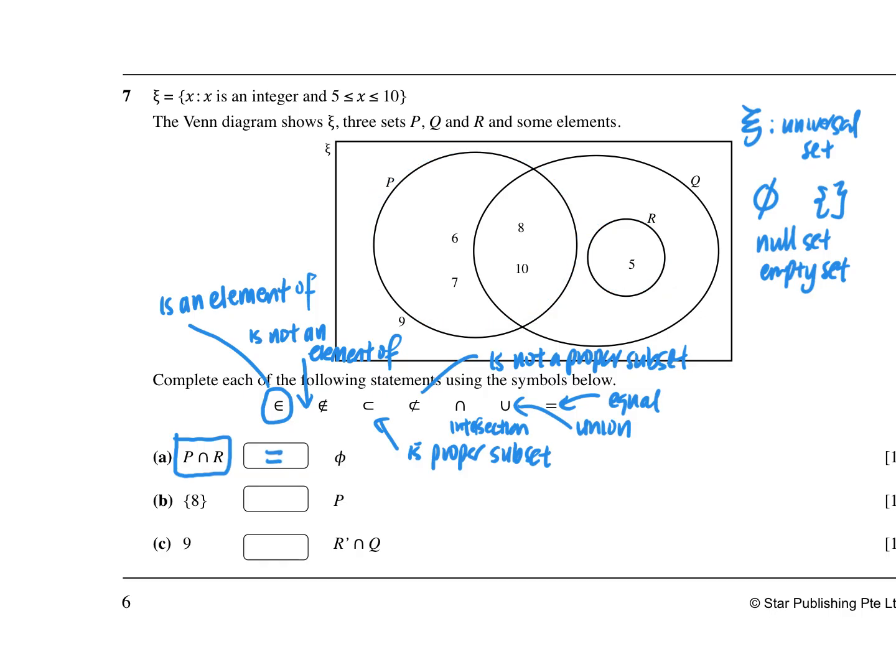Okay, next one is, this is a set. When you see the curly braces, it's a set. You can only use subset or not subset. So if I draw a circle around Q, around 8, and I imagine it's a set of its own, is this a subset of P? Yes. So you just write like that. Okay, so when you see the curly braces, you can only use subset or not subset.